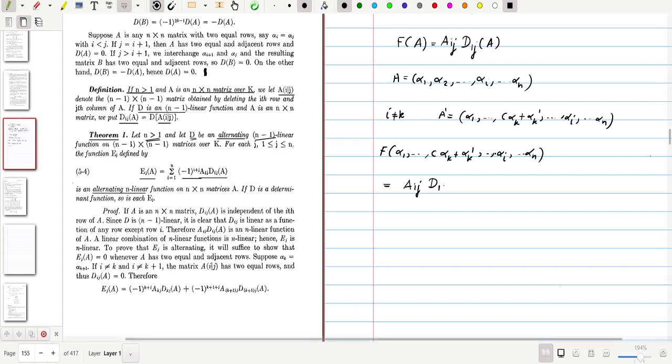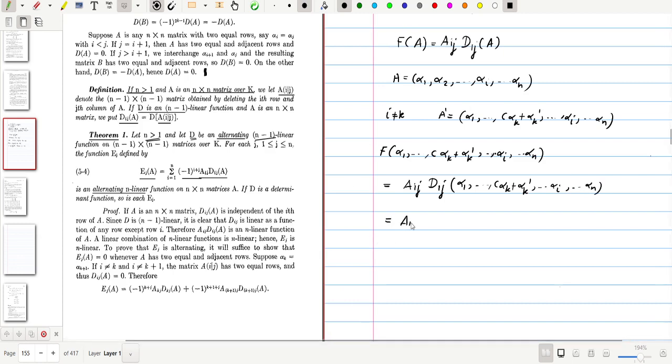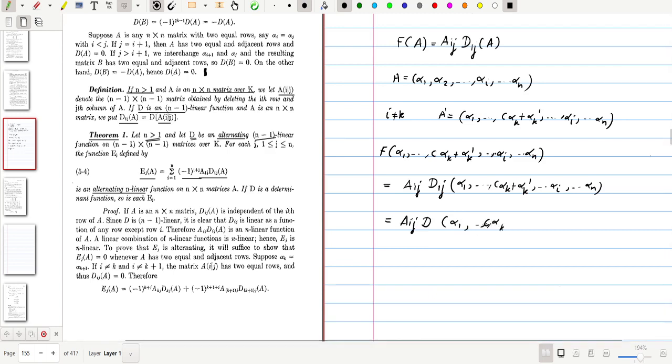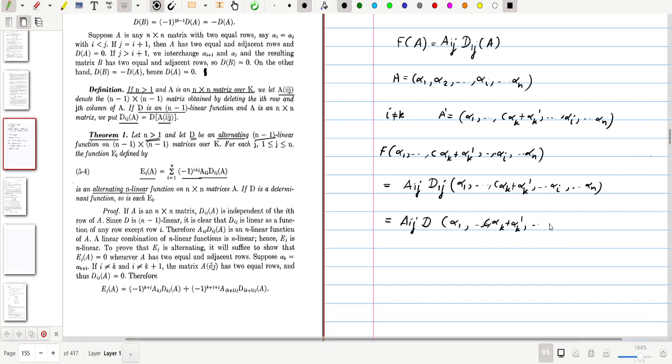Then dij of the matrix alpha 1, etc., C times alpha k plus alpha k prime, etc., alpha i, etc., alpha n. This is the definition of f. Then this can be written as Aij times, by the definition of dij, d of the matrix obtained by removing the ith row and jth column of this. So I write that as alpha 1, etc., C times alpha k plus alpha k prime. We remove this ith row.